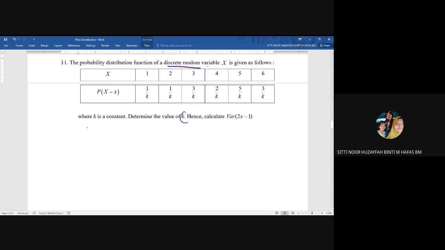So how to find k? The same as usual for discrete. Total probability equal to 1 means that we total up the probability, adding up all the probability. So we have 1 over k plus 1 over k plus 3 over k plus 2 over k plus 5 over k plus 3 over k equal to 1. So what we will get here? 1 plus 1 plus 3 is 5, 7, 12, 15 over k equal to 1. So k is equal to 15. So what do we have? The probability here is 1 over 15.